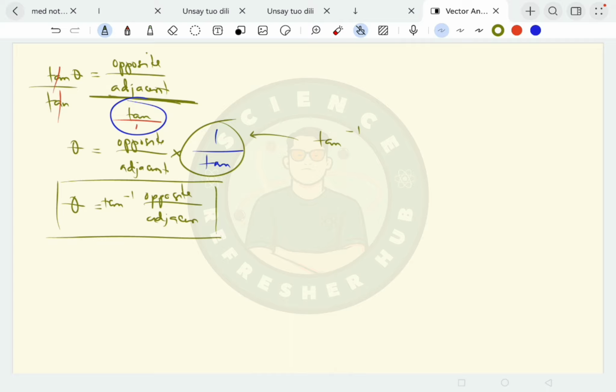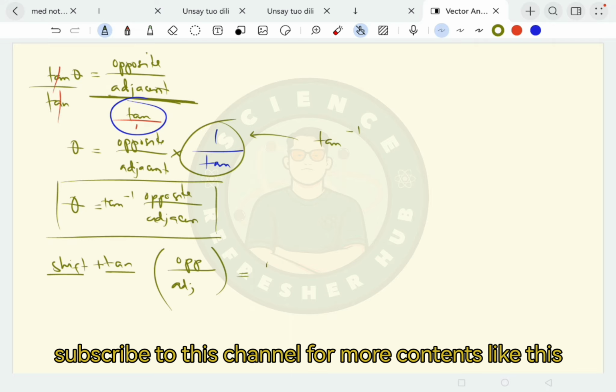In using your scientific calculator, all you have to do is to press shift, then press tan. In your scientific calculator, again, shift, tan, and then you have to input there the value of the opposite and then the value of the adjacent, then equals to get the answer.